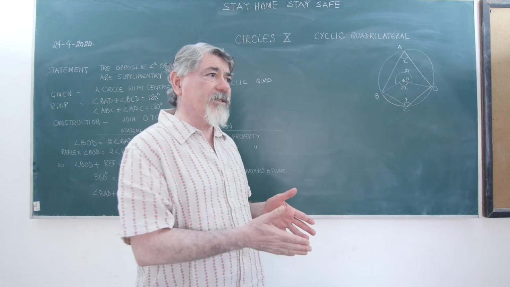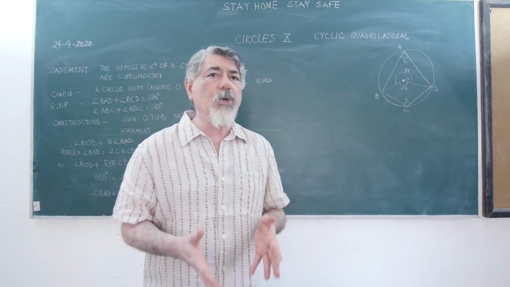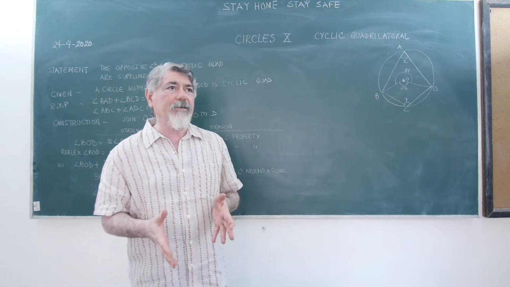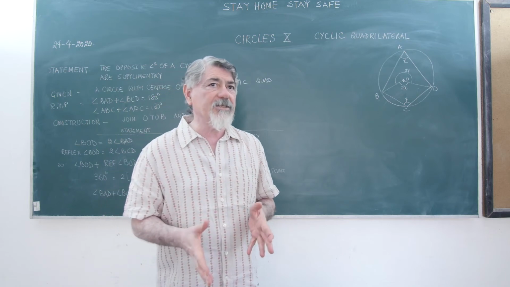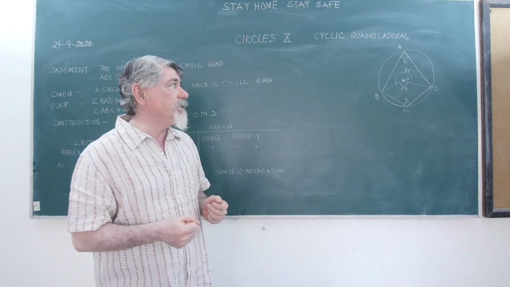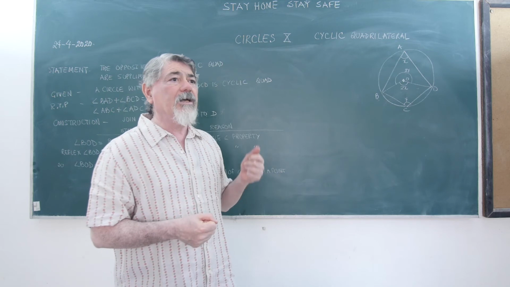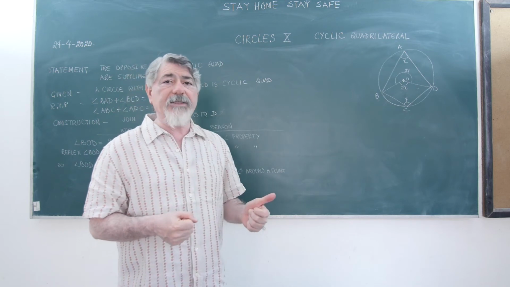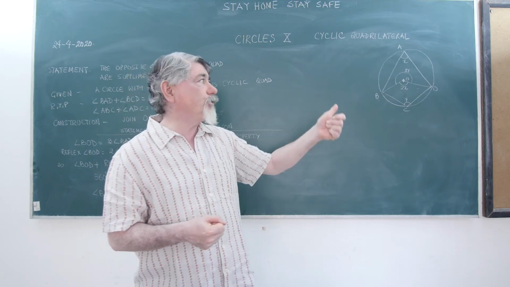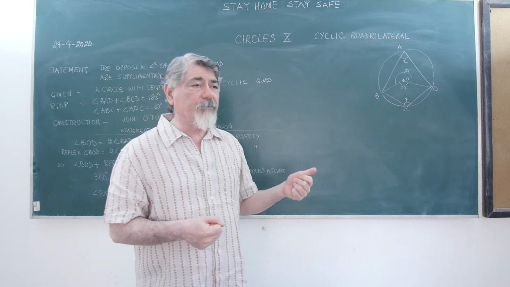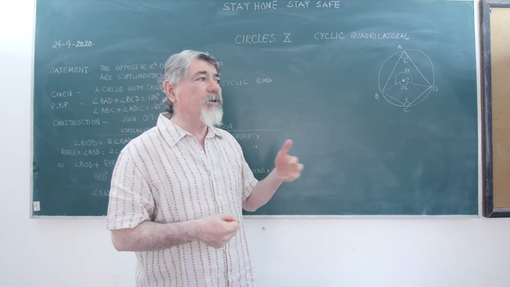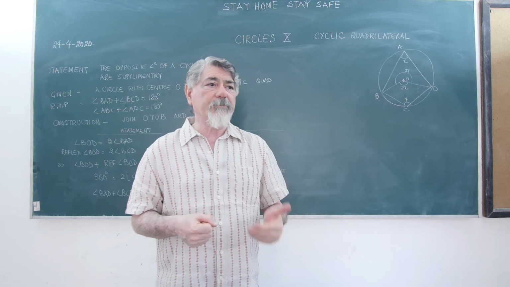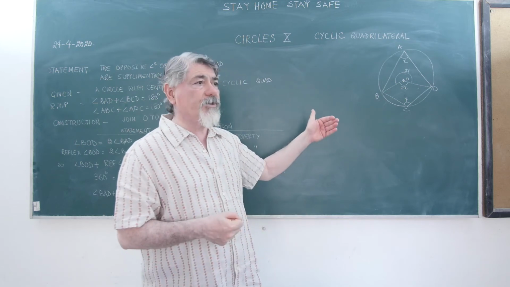Once again, what is a cyclic quadrilateral? It is a quadrilateral inscribed in a circle. When we say inscribed in a circle, that means the vertices of this quadrilateral will be lying on the circumference of the circle, like we have shown in this figure. It is a very important property. We will be doing a lot of practical problems based on these.